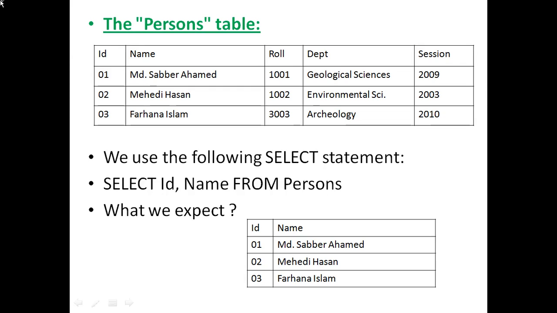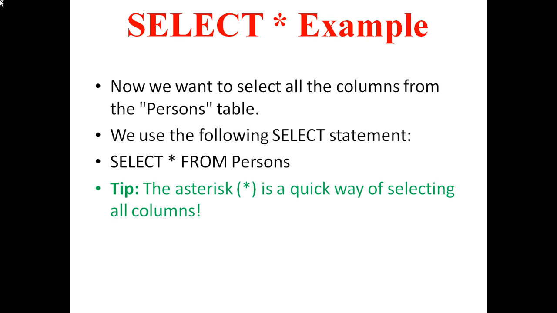So we use the following select statement: select ID, name from person. What do you expect? If we write select ID, name, only two columns, from person, that means the person table. So what do you expect? We will get the ID and name, two columns. So the select statement is a statement where we can easily get our desired data.